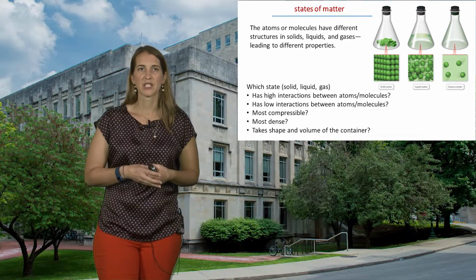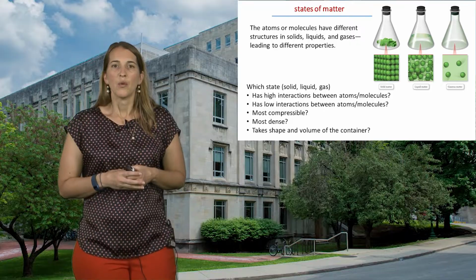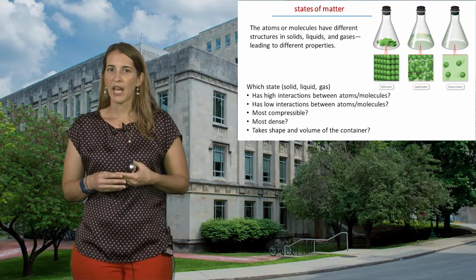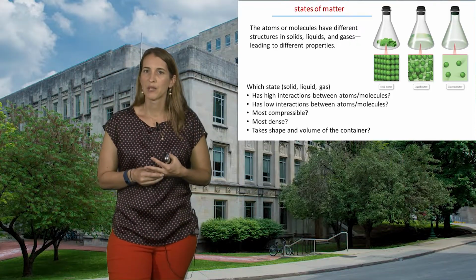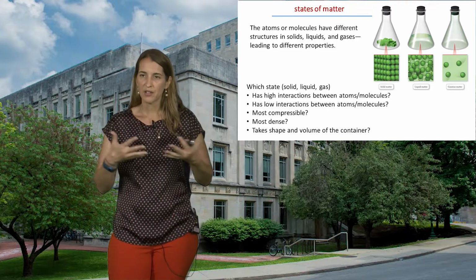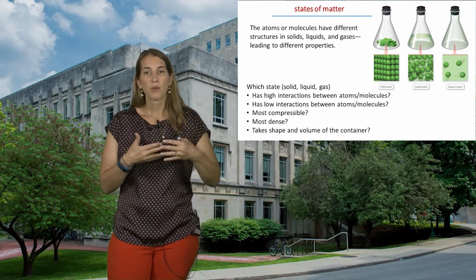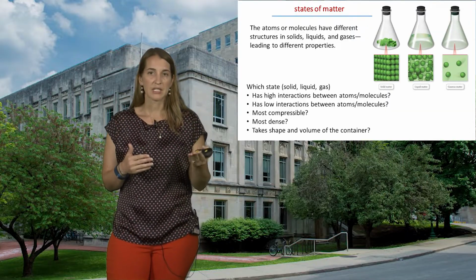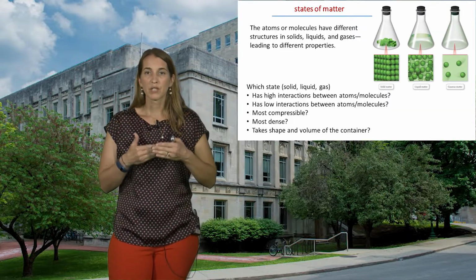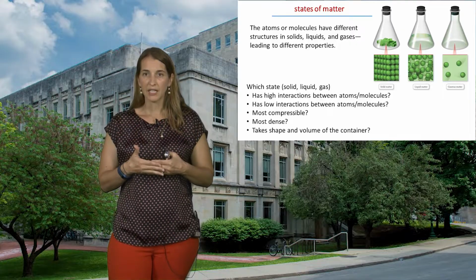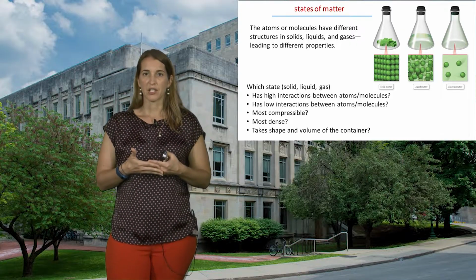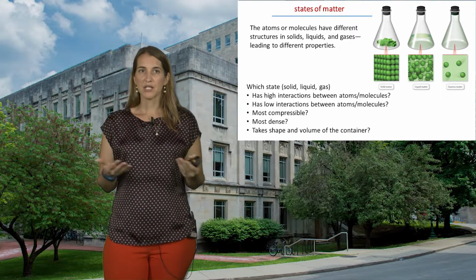Okay, so here's some questions that we should be able to answer. Which one, solid, liquid, or gas, has high interactions between the molecules? To have high interactions, they need to be close to each other. The closer those different molecules are, the more they're able to interact with each other. You can see in that solid phase, they're really structured, lined up very tightly. They have high interactions.